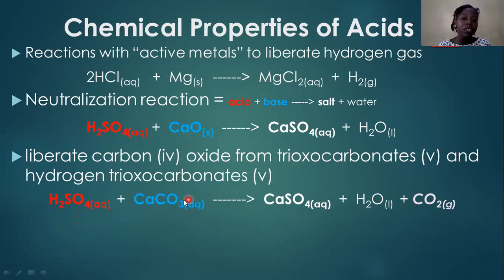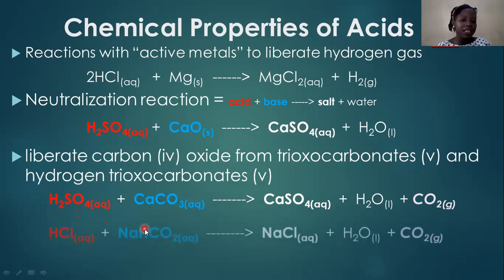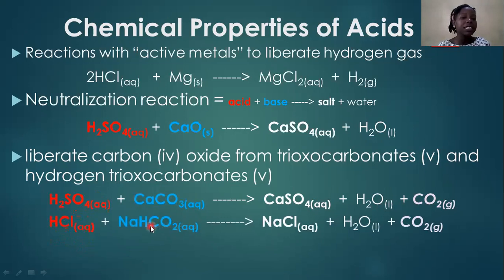Now, another example. Before I give the other example, this is calcium trioxocarbonate 5, a trioxocarbonate. Why? Look at this, sodium hydrogen trioxocarbonate. This is a hydrogen trioxocarbonate compound, reacting with an acid, HCl, to give you sodium chloride, water, and give off CO2. So in any reaction between an acid and a trioxocarbonate or hydrogen trioxocarbonate, it will give off CO2 as the product. So that is on the chemical properties of acid.